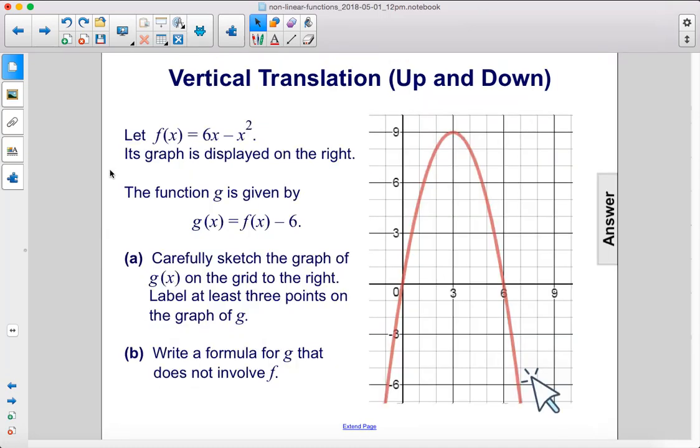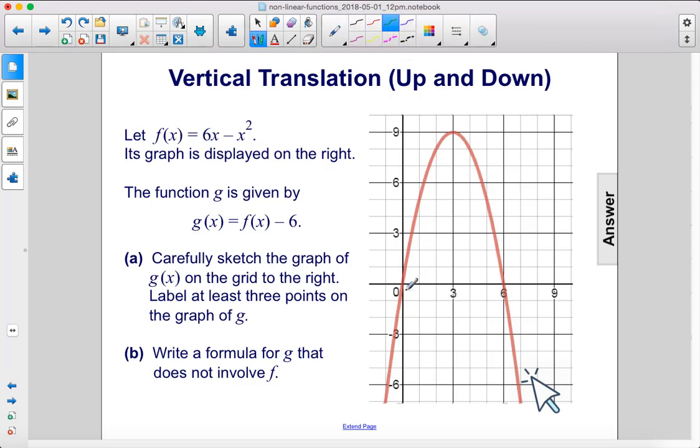Let f of x equal 6x minus x squared. Its graph is displayed on the right. The function g is given by g of x equals f of x minus 6. Carefully sketch the graph of g of x on the grid to the right. Label at least 3 points on the graph of g.